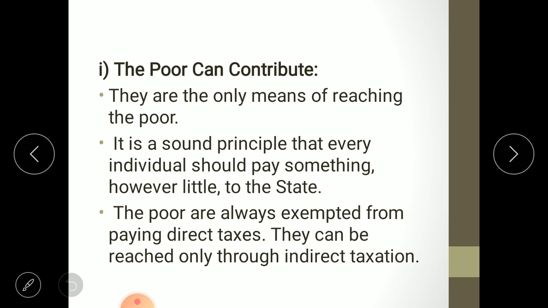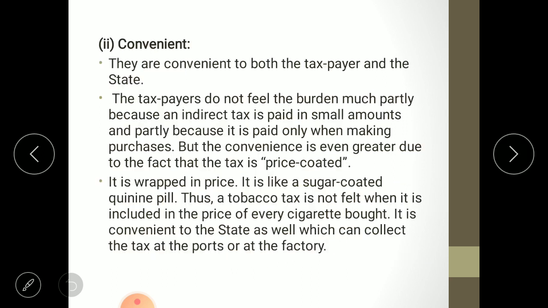Then the second advantage is that they are convenient. They are convenient to both the taxpayer and the state. Convenient for both of the parties, for the taxpayer and for the tax collector as well. Taxpayer and the state. State is a tax collector.